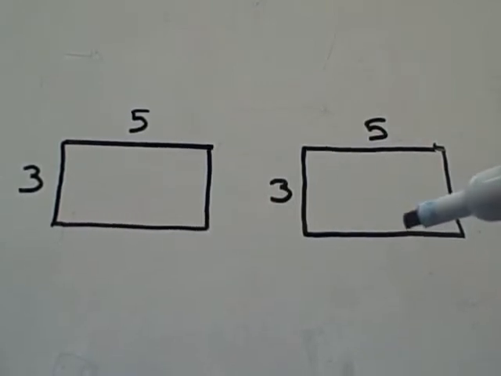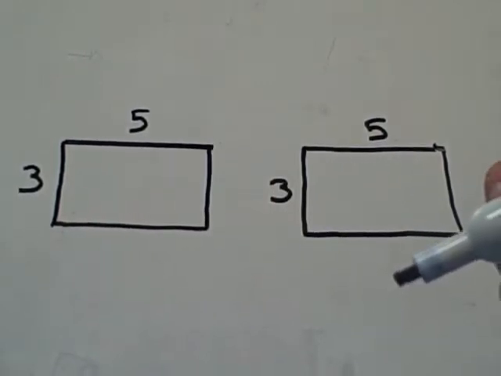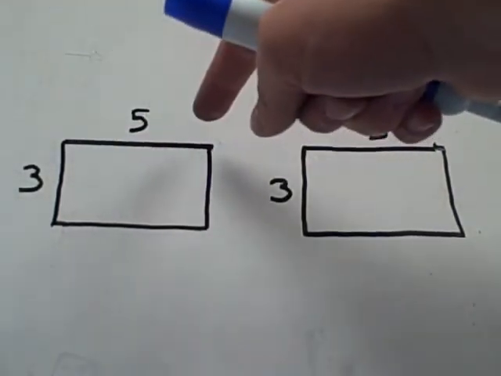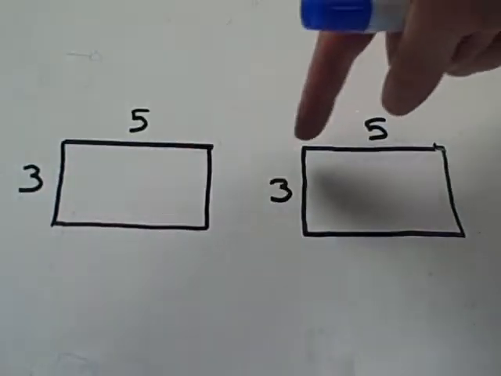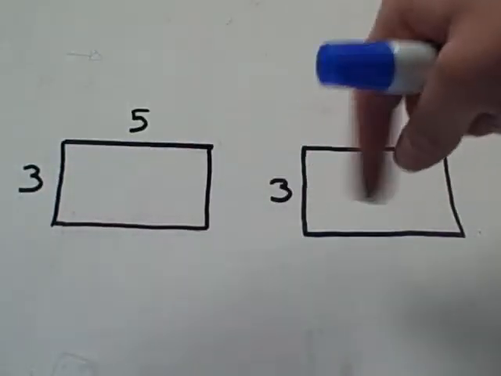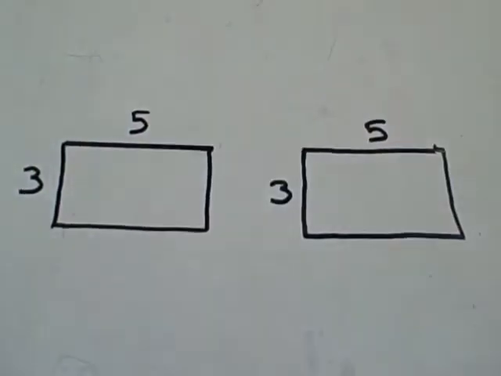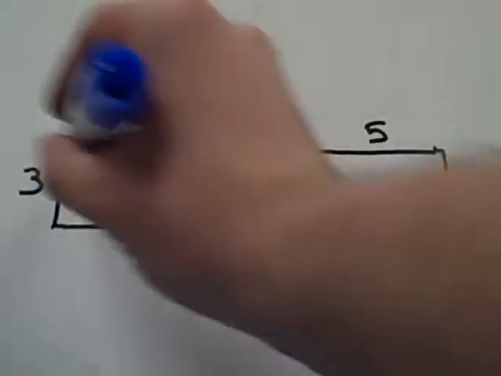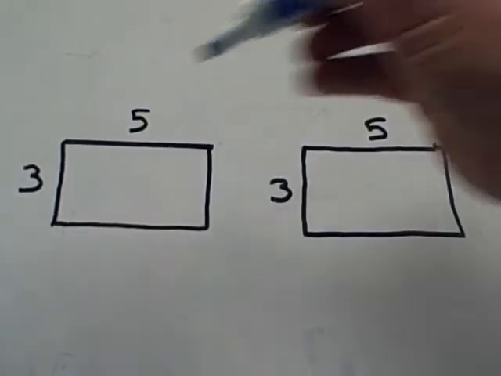To find the area, first we have to figure out, well, is area the distance around a shape? 3 plus 5 plus 3 plus 5? Or is it the space on the inside? Yes, we know area is the space on the inside. So I'm going to break this up.